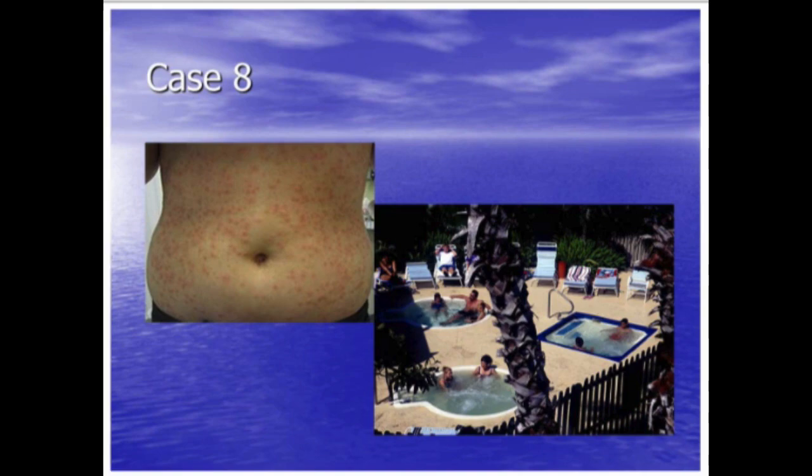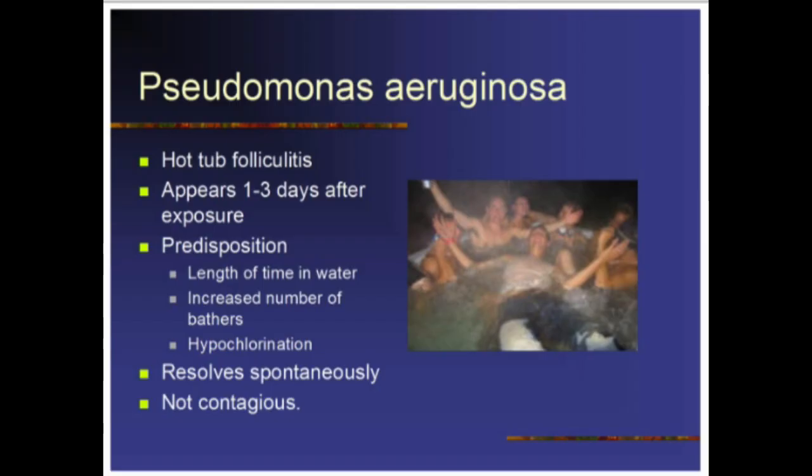Folliculitis secondary to what? Pseudomonas, yes. Pseudomonas aeruginosa folliculitis, or it is also called hot tub folliculitis. It usually appears 1 to 3 days after exposure. The longer you stay in the water, the more risk you have to develop it, and that's because the water may not have enough chlorination. It resolves spontaneously. You don't have to do anything about it. It is not contagious person to person, but only to people who swim in that water.